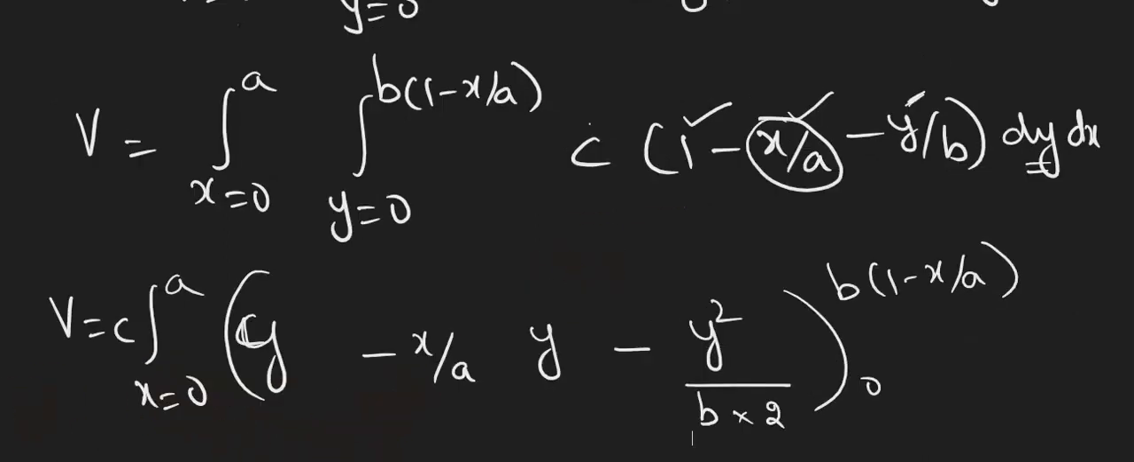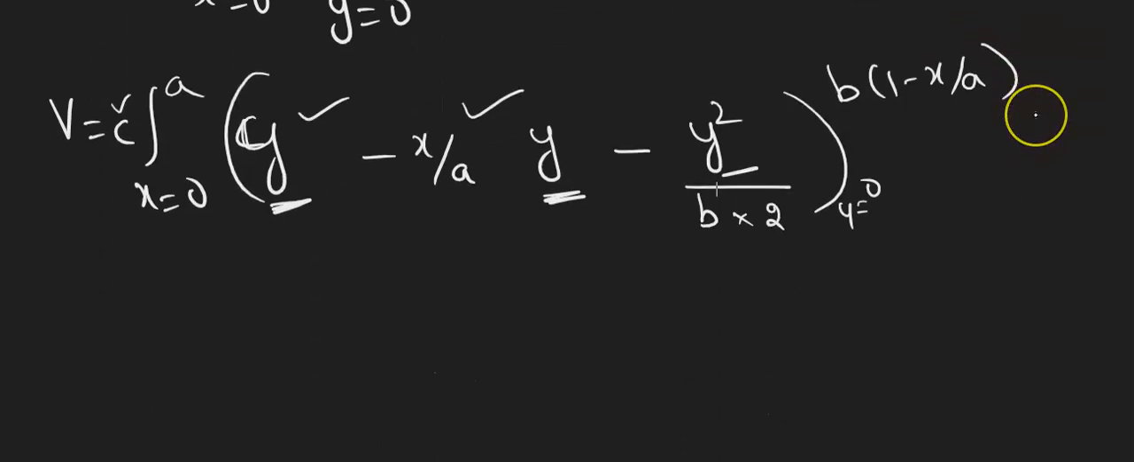So the same thing I have written, the c I have taken outside. So 1, if I integrate, y; x by a, if I integrate, x by a into y; and y by b, 1 by b is a constant, and y integrates to y square by 2. So I am going to apply the limit only for y and not for x. So I am going to apply the limit for this y and this y square. So don't apply the limit for x. So what will we get?